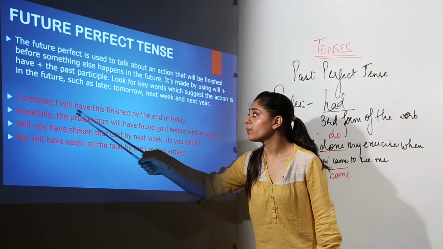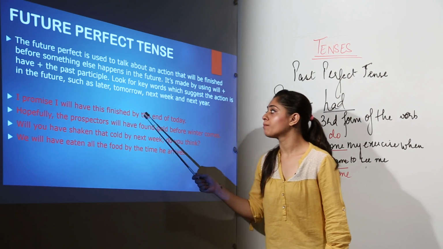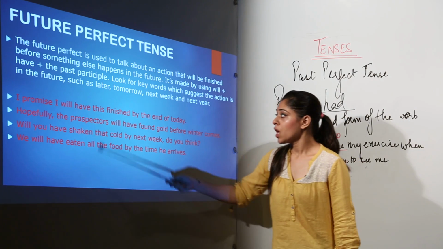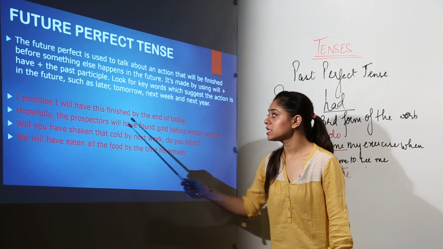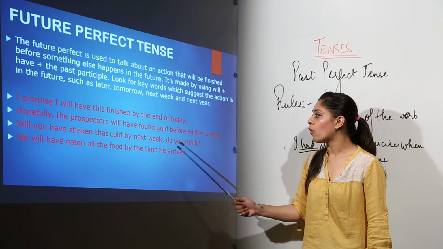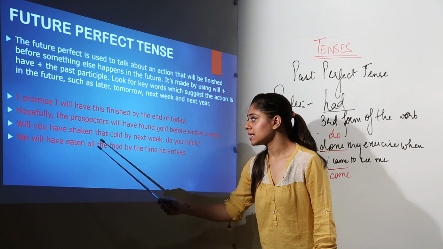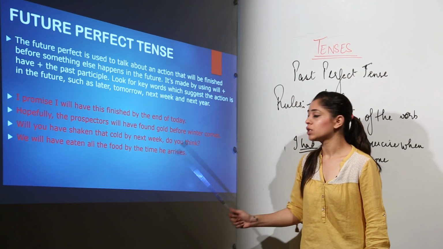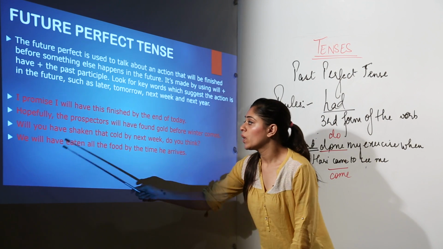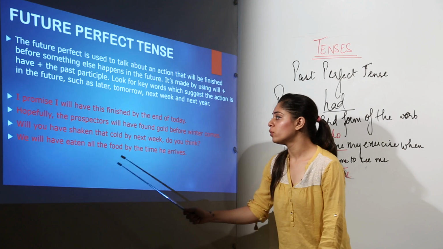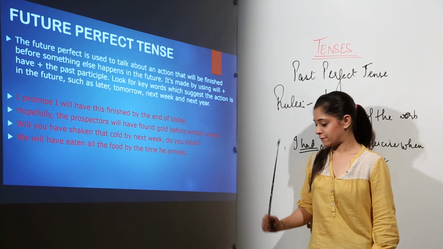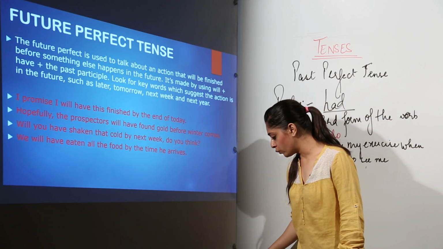I promise I will have this finished by the end of today. Hopefully, the prospectors will have found gold before winter comes. Will you have shaken that coal by next week, do you think? We will have eaten all the food by the time he arrives. Now let's see this on the board with rules.